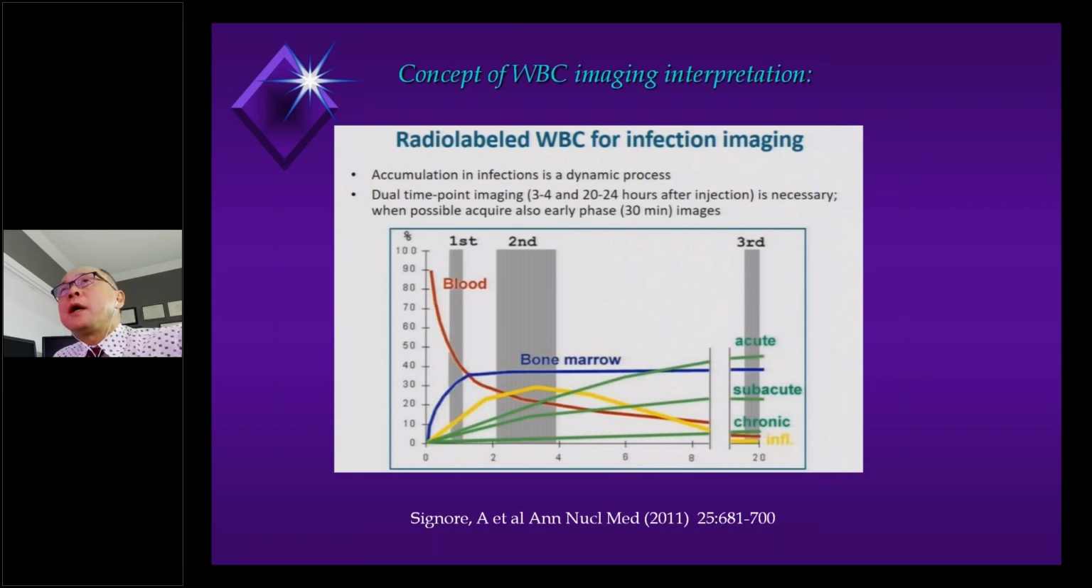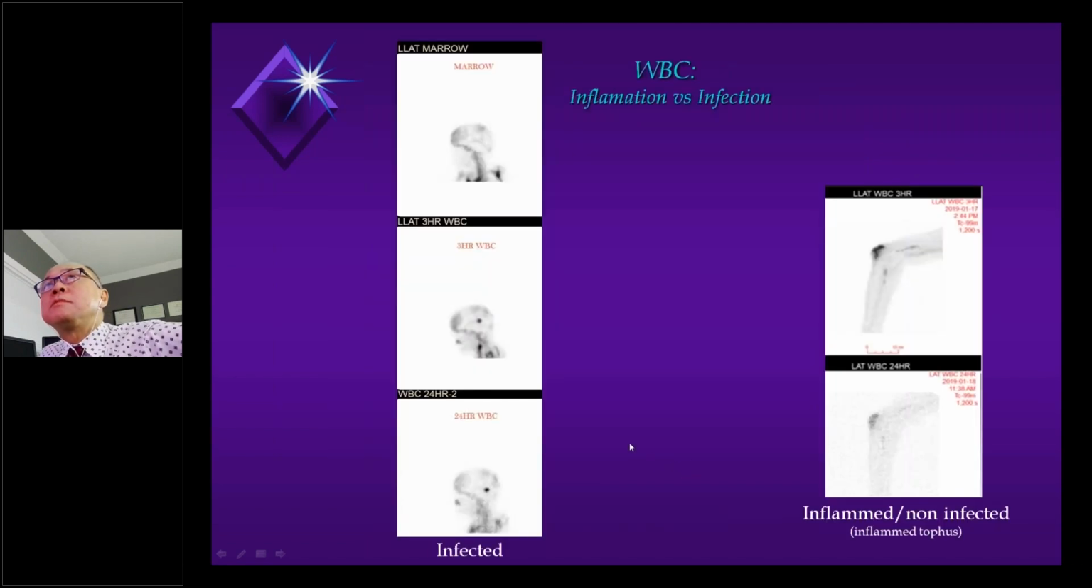We don't do that. I don't think it's absolutely necessary. We will compensate to get at this curve. We will compensate in our image interpretation accordingly. So we don't decay correct our delayed images. So again, if a focus appears and it's not marrow, if a focus appears and it persists, that is infected, as opposed to a focus, for example, here that appears early but fades, that is considered non-infectious.